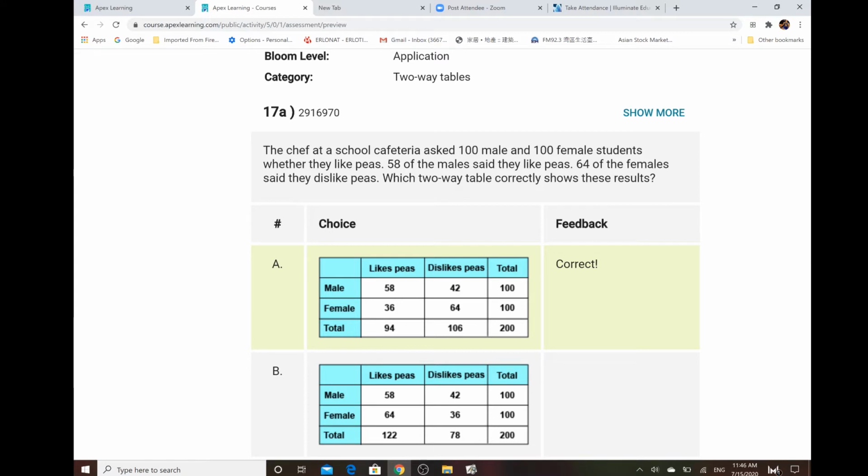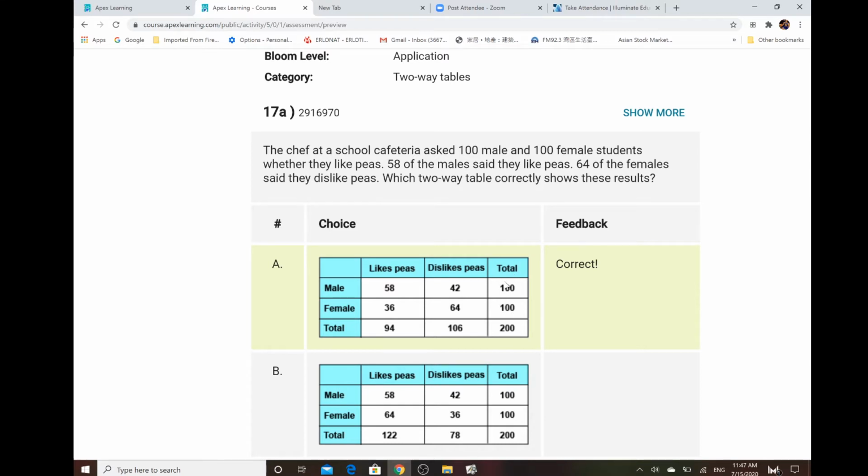And then 58 of the males said that they like peas, and 64 females said they dislike. So for like and dislike, you want to put in two columns. For the ones who like peas, 58 males, 36 females, so the total would be 94. For dislike, 42 males and 64 females, so the total would be 106. Again, just match up the columns: 100 males, 100 females, so 58 plus 42 is 100, and 36 plus 64 is also 100.